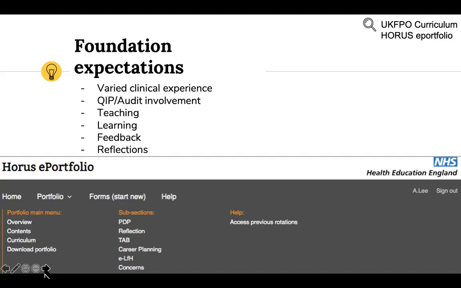So you'll become very familiar with Horus ePortfolio. There's also a PDF document you can download on how to use the ePortfolio.